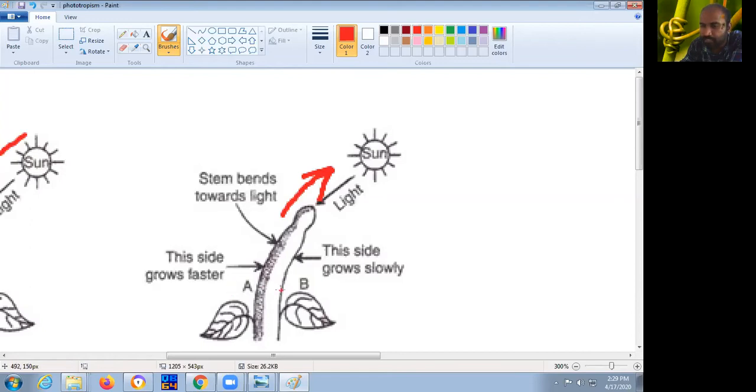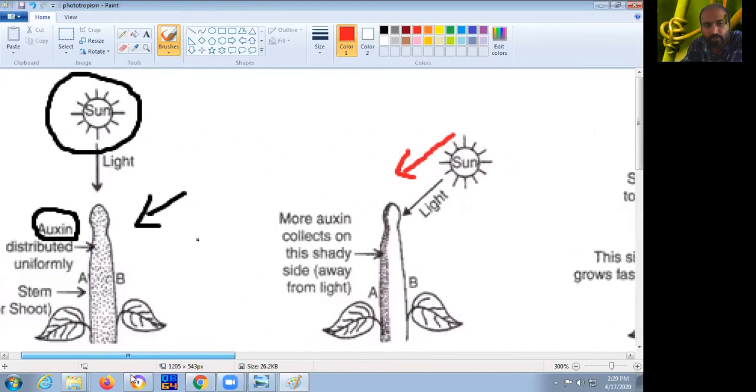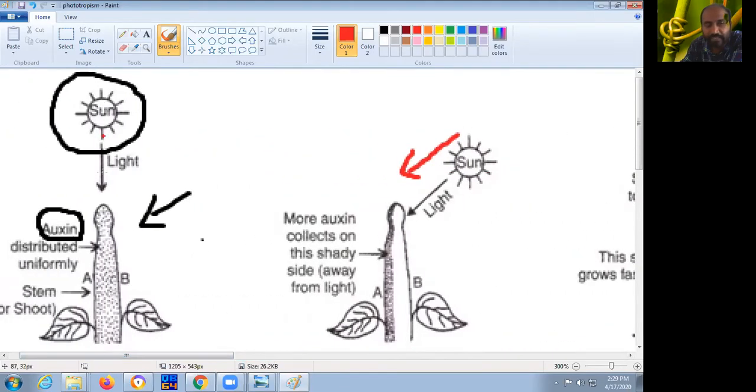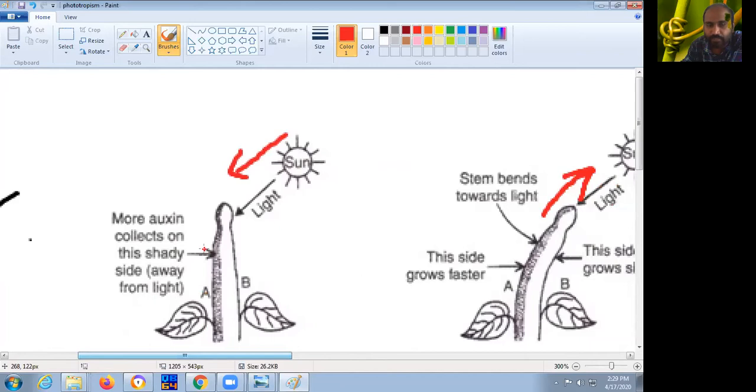Exactly the opposite happens in root. Again, I will show you. Here, when the light is coming at 90 degrees, the plant grows straight, because the auxin, a plant hormone responsible for plant growth, gets deposited evenly. In the second scenario, light is coming slanted in one direction. So auxin always gets deposited in the shady area. This side is the shady area, so auxin gets deposited here.